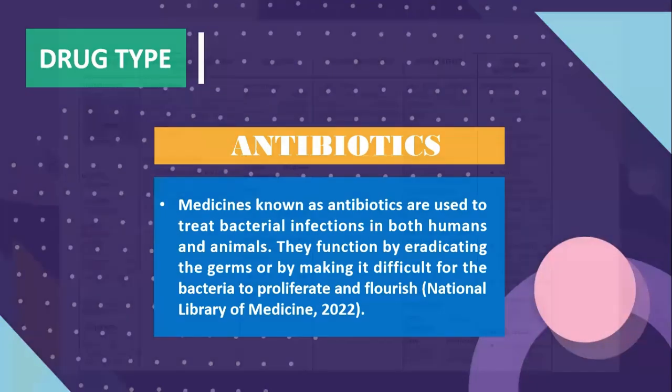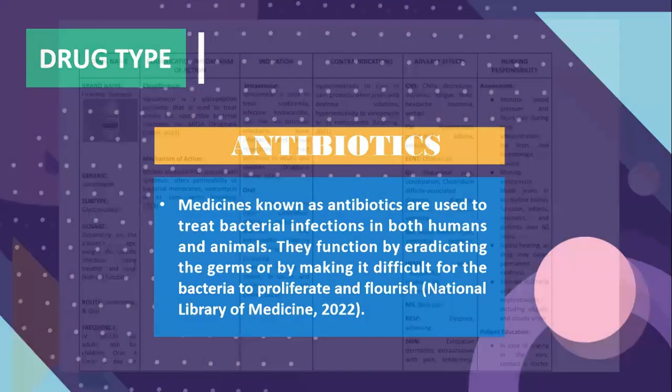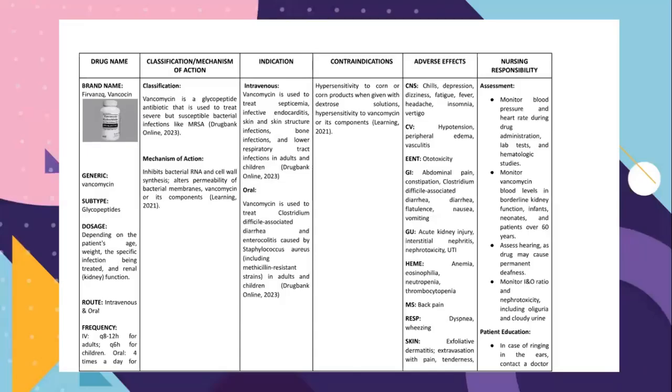Next slide, please. So I'm Angeline Quinto, and today I'm going to discuss the first subtype, which is the glycopeptide. The generic name of this is vancomycin, and the brand names are Viran and Vancomycin. So in dosage, depending on the patient's age, the appropriate dosage may differ for adults and children. Weight, as a heavier patient may require a higher dose. The type and the severity of the specific infection being treated can influence the dosage.